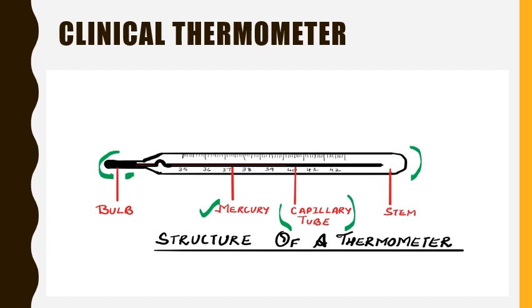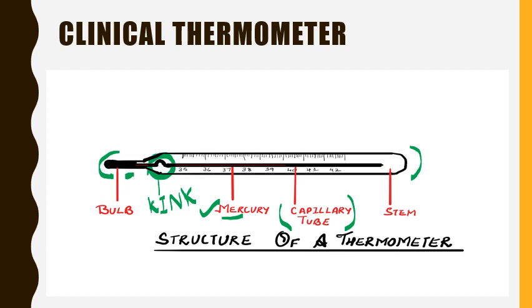Means the liquid which is present in the bulb as well as in the capillary tube is mercury. And there is a constriction just above the bulb. This is the constriction, and this constriction is called kink. Why this constriction or kink is present in this thermometer? This is present to stop the mercury from coming back into the bulb after the thermometer has been removed from the body. It stops the backflow of mercury.